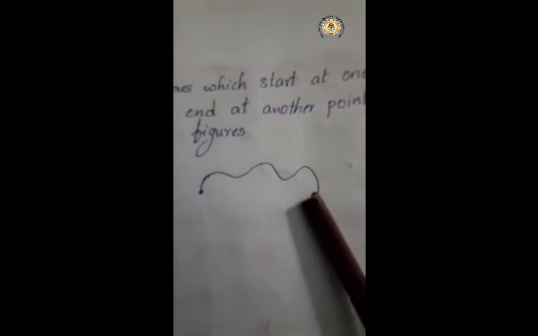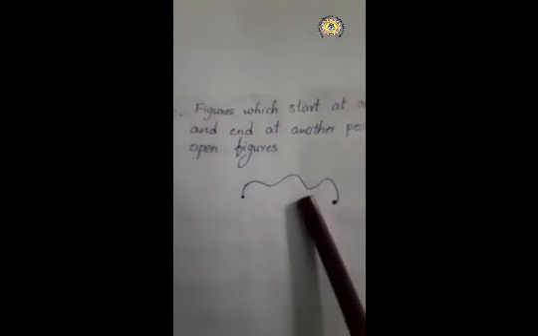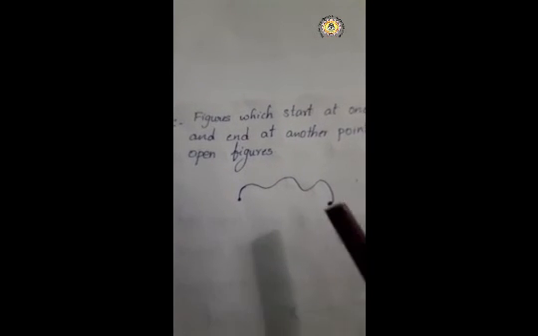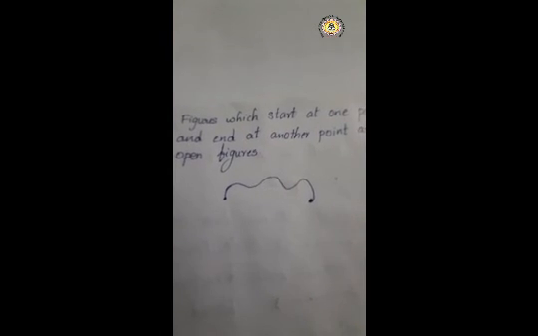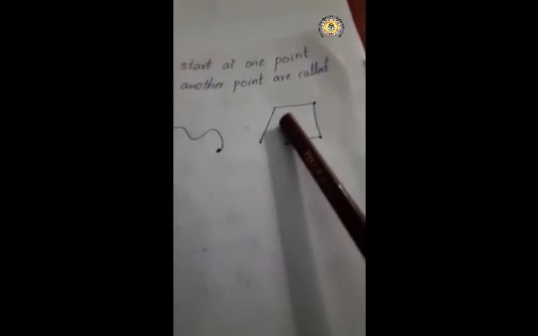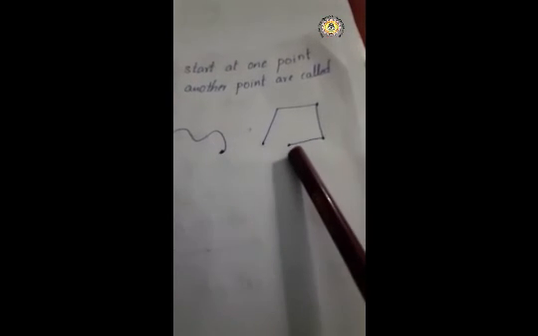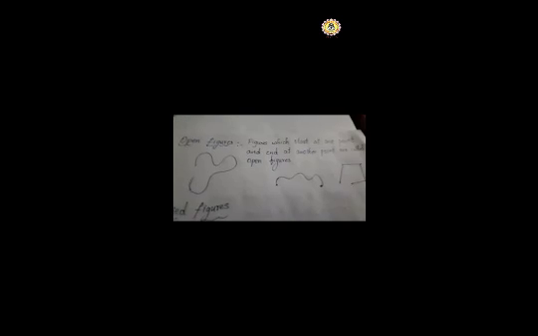Again I am saying, figures which start at one point, started like this, and end at another point. Look here, it ends here. This is the starting point and this is the ending point. Started here and ended here. Is it an open figure or not? This type of figure we call an open figure. This is with curved lines. Now with straight line segments. Look here, can we enter into this side or not? This is the starting point and this is the ending point. Both are different. So it is an open figure. These are all open figures.